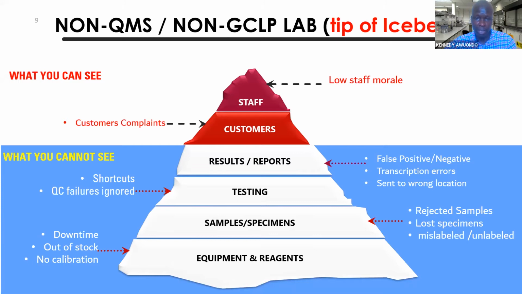And if you look at the equipment, you see the downtime. The equipment has been there for 6 months without any PMI, that is preventive maintenance and inspection. You find a lot of out of stock for reagents, and sometimes equipment is not calibrated. So these are the things that happen in a non-GCP compliant laboratory.